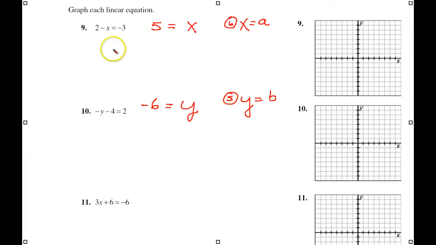Now, items 9 and 10 are a little tricky because notice there is no y here. So what we want to do is solve for a positive x. Bring the x over to this side, it becomes positive. Bring the negative 3 over to this side, and we have this. So this is that special formula that we're calling Formula 6, x equals a, which is a vertical line through a. In this case, it's 5. So 1, 2, 3, 4, 5. We're going to do a vertical line through 5.